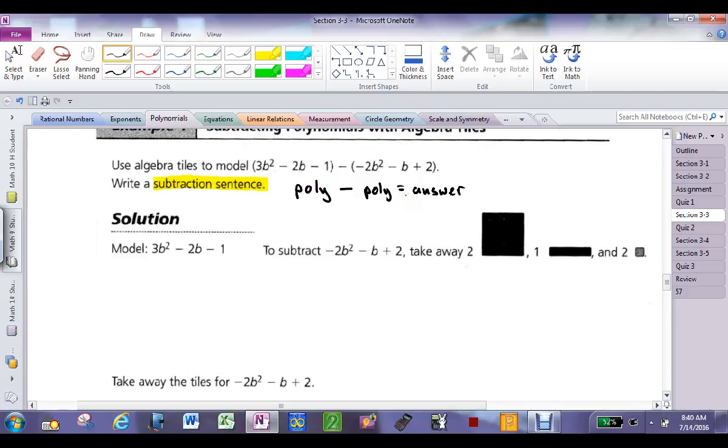All right, so in this question, is this a subtraction sentence? No. No, what's missing? The answer. There's no answer. Okay? So what this is saying is I start with this polynomial, and then what does that subtraction sign mean in English?